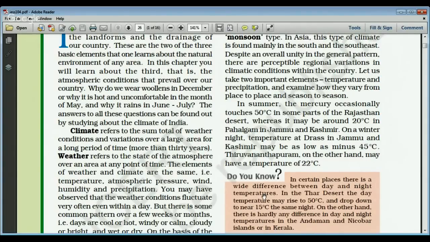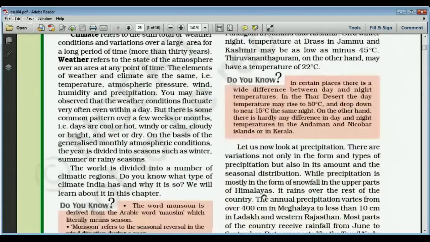And on a winter night, the temperature at the Dras region in Jammu and Kashmir may reach as low as minus 45 degrees Celsius. But Thiruvananthapuram, on the other hand, may have a temperature of 22 degrees on the same day or same time. And in certain places there is a wide difference between the day and night temperature. For example, in the Thar desert, the day temperature may rise up to 50 degrees Celsius, and at night it will drop down to near 15 degrees or near 10 degrees.